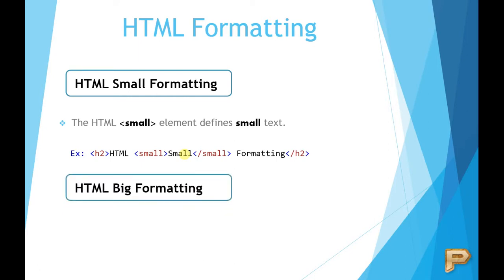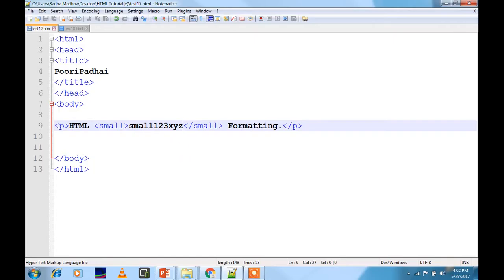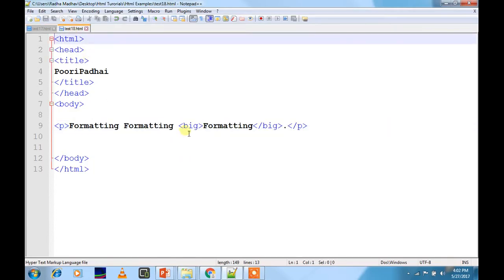Now let's go to the second formatting, that is big formatting in HTML. The HTML big element defines big text. Now let's see what this big text does. H2, HTML big formatting, and closing tag of H2. Let's again go back to Notepad++, and here I have already written formatting, with the closing tag and opening tag of formatting, and then its paragraph. Okay, now let's see what the result would be.